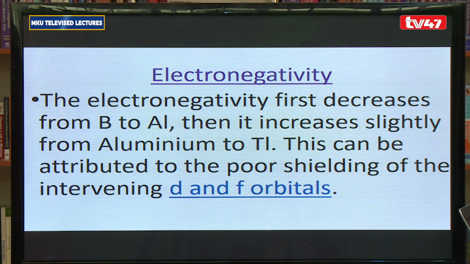Like we had mentioned earlier, boron has the highest electronegativity, and the electronegativity decreases down the group as the size of the atom increases. As we move down the group, there is an increase in shielding effect, and with the increase in shielding effect, the electronegativity also decreases.